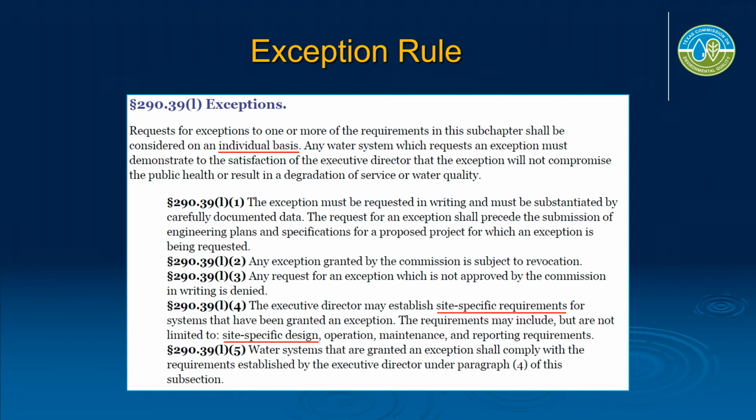If you look here at (l)(1), it must be requested in writing and substantiated by carefully documented data. The request for the exception shall precede the submission of engineering plans and specs for a proposed project for which an exception is being requested. It also goes on to state that any exception granted by the commission is subject to revocation, and any request for an exception which is not approved by the commission in writing will be considered denied.